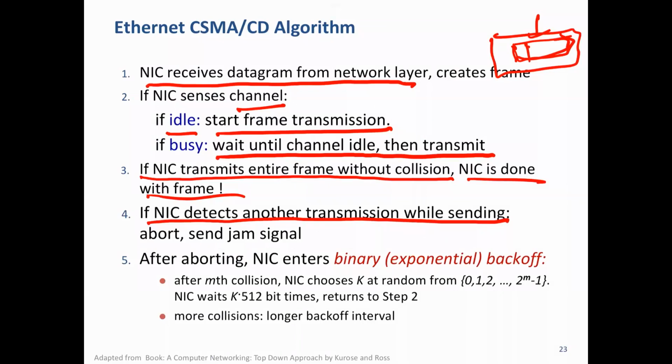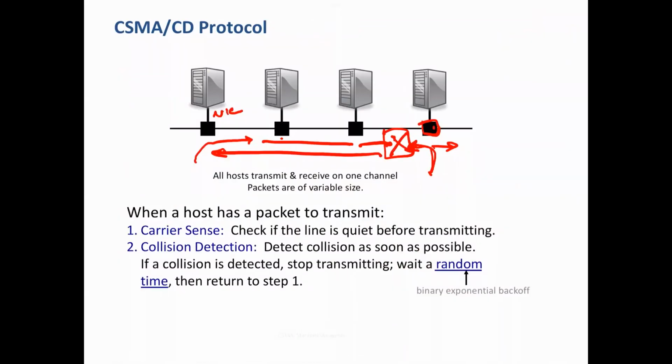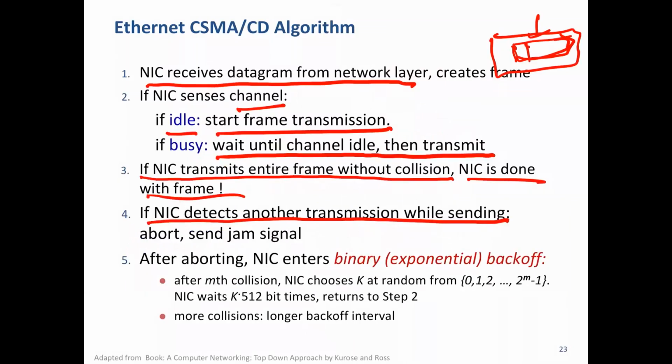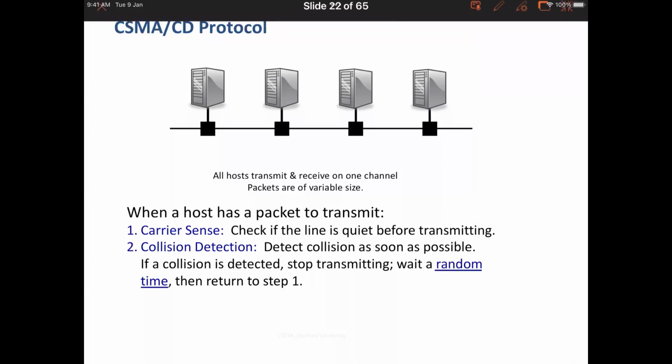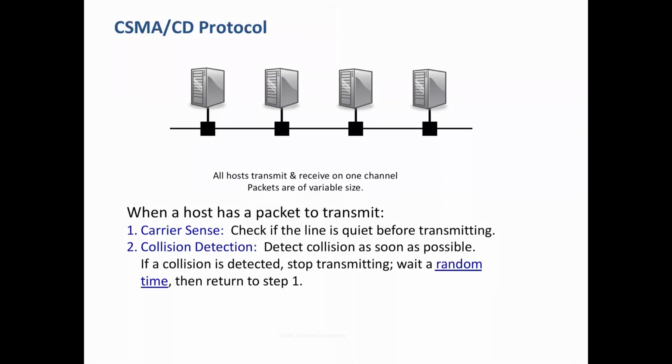So what happens is that when a collision is detected, a jamming signal, a powerful signal, is sent by the machine that detects the collision, and then everyone knows that there is a collision. So what will happen if there is a collision? Now everyone will wait. Let's assume that everyone waits for, say, 1 second and starts retransmission. Again there will be a collision.